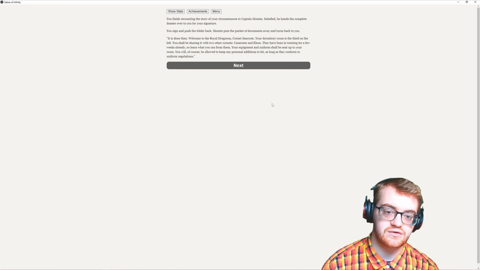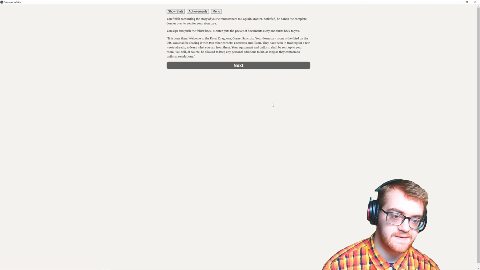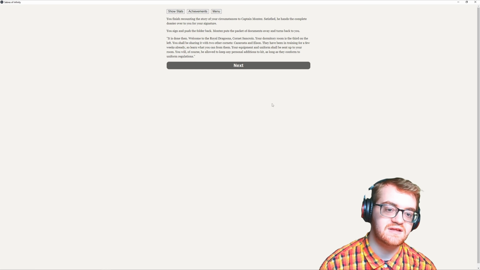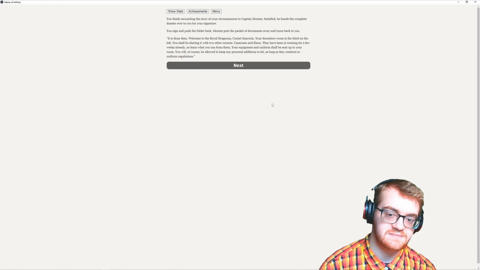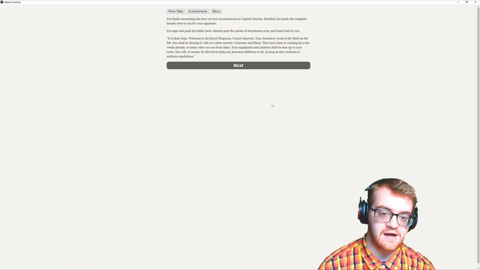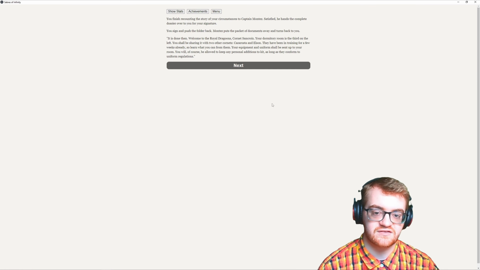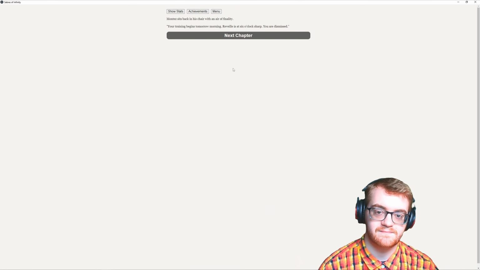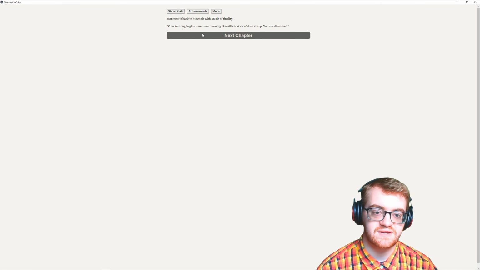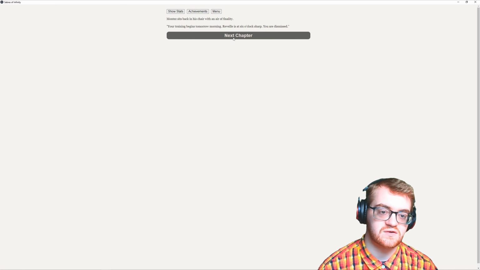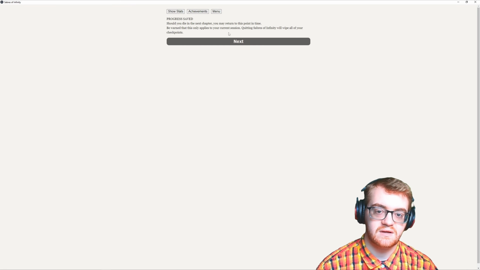Your dormitory room is the third on the left. You shall be sharing it with two other cornets, Casarosta and Elson. They have been in training for a few weeks already, so learn what you can from them. Your equipment and uniform shall be sent up to your room. You will, of course, be allowed to keep any personal additions to kit as long as they conform to uniform regulations. Montez sits back in his chair with an air of finality. Your training begins tomorrow. Reveille is at 6 o'clock sharp. You are dismissed. Progress saved.